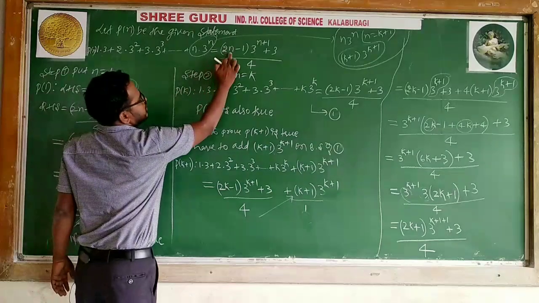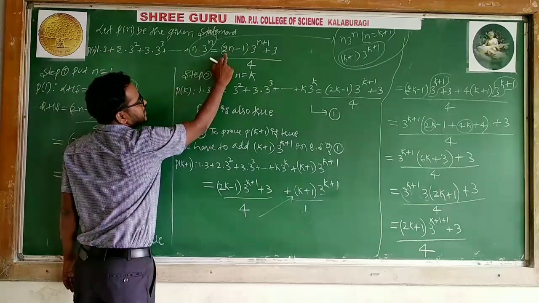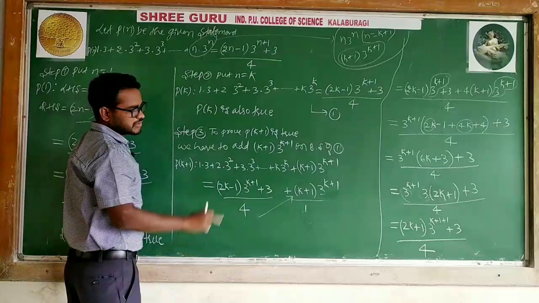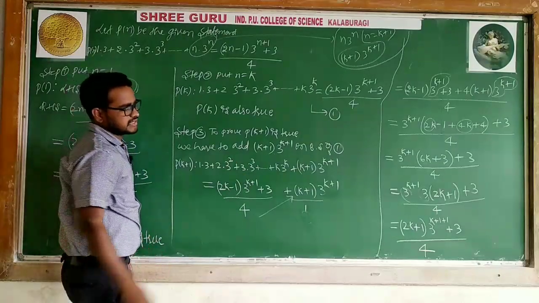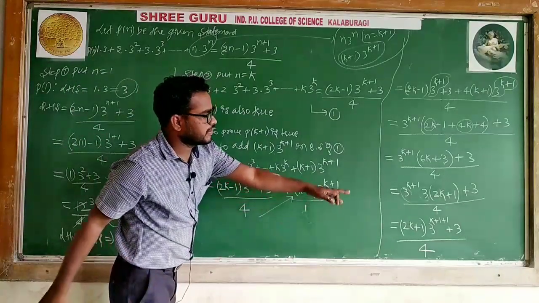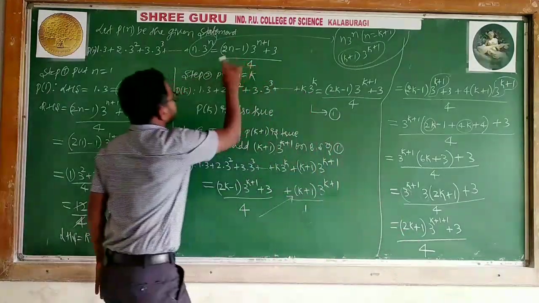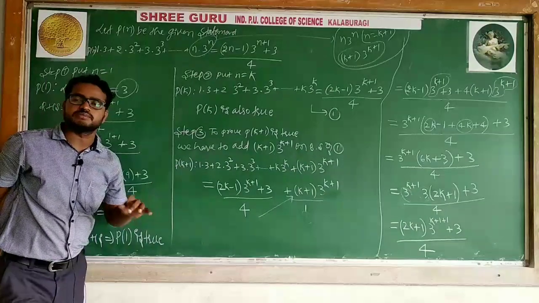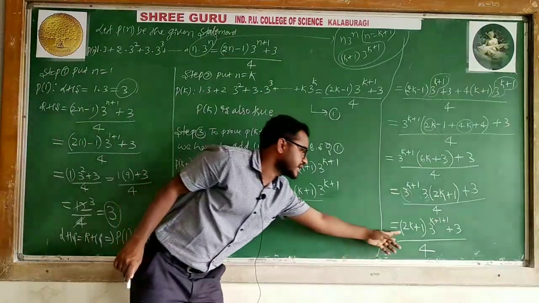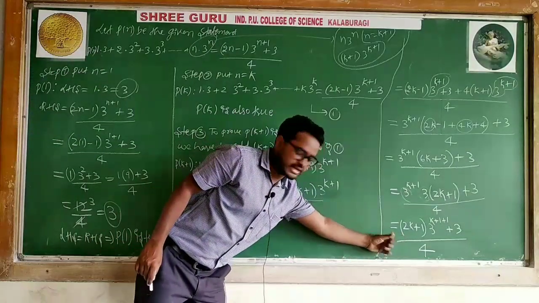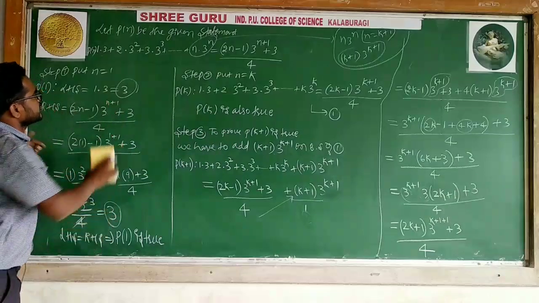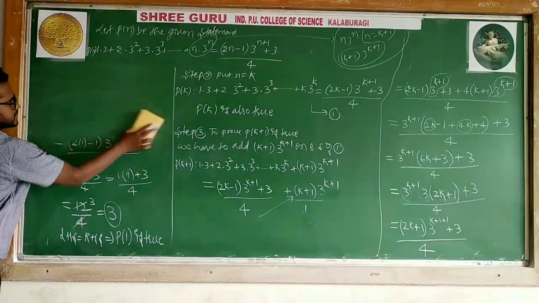N is what? K plus 1. K plus 1 multiplying to 2k plus 2 minus 1 means 2k plus 1 only you will get. And 3 to the power k plus 1 plus 1 plus 3 divided by 4. If you want to make exactly in this form, I will write one technique. Using plus 2 and minus 1, I can write this as it is. So I will write. I think it is complete.